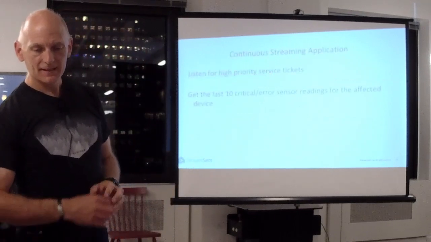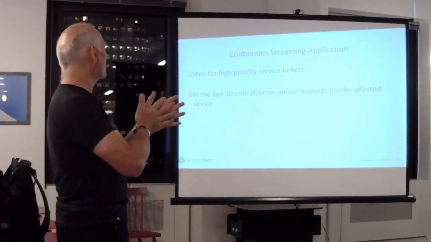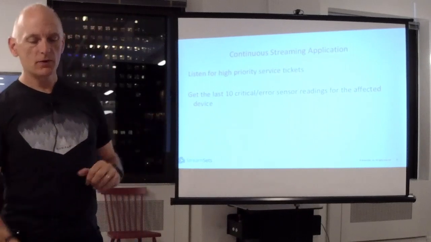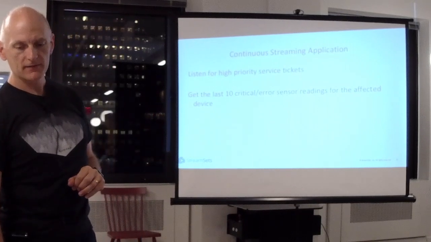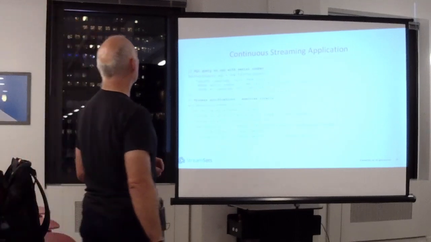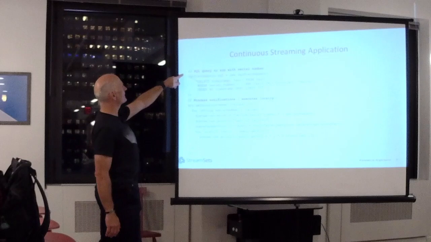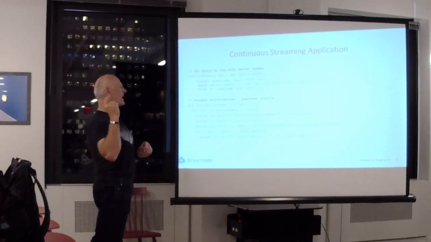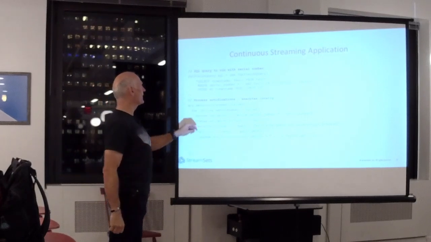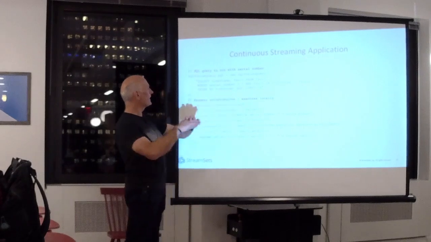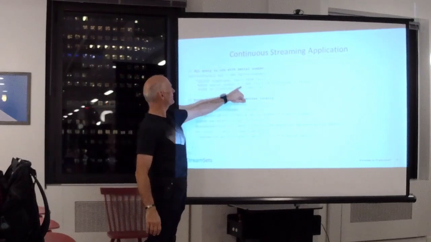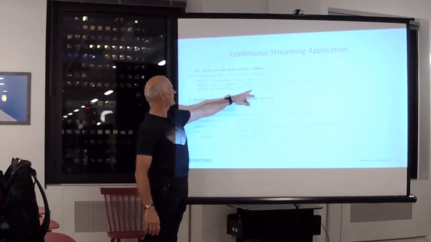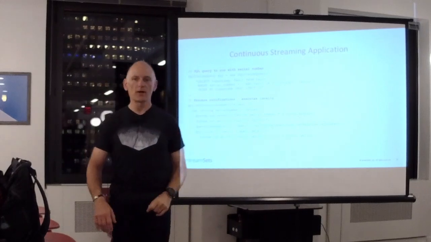So let's do this continuous streaming application. We're going to listen for high priority service tickets, and when a new one appears, we're going to get the last 10 readings for that device. In terms of the app, I specify a SQL query because I'm going to get an update on that cases table, and then I need to do a SQL query when that update happens to say, okay, here's the serial number I'm interested in. Give me critical and error faults in descending timestamp order limited to 10, and I just print those out.